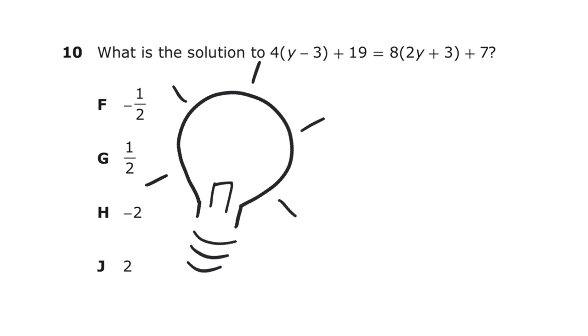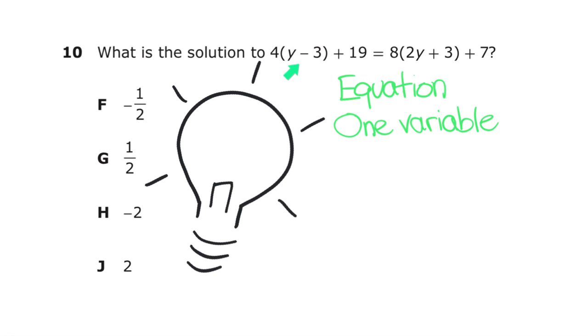Notice that we have an equation with one variable, parentheses on both sides, as well as constants on both sides, 19 and 7. So I'm kind of thinking that they want us to distribute the 4, they want us to distribute the 8, so they're expecting us to know the distributive property.